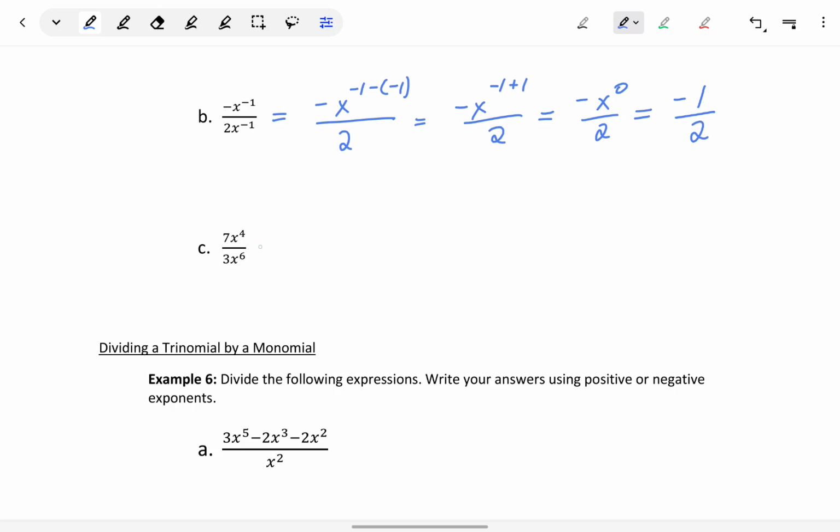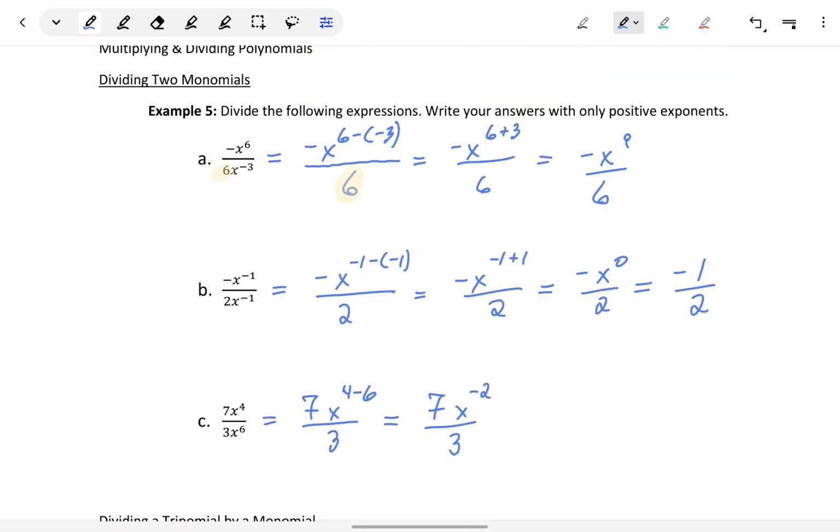In part C, now we have a coefficient besides just a negative 1 in the numerator and the denominator. But really nothing happens to those. We're just merging those exponents together. So we'll get 7 times x to the 4 minus 6 over 3, which is the same thing as 7x to the negative 2 over 3.